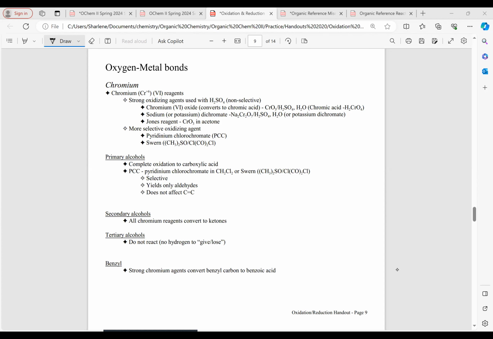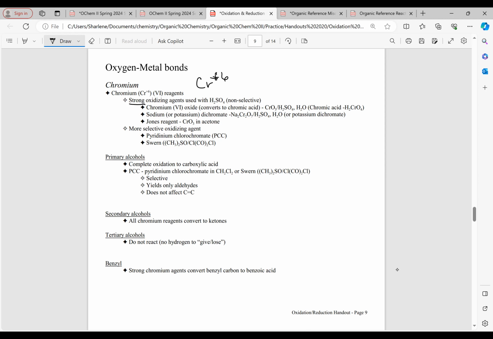Before, we talked about oxidizing agents that had an oxygen-oxygen bond in them. Today we're going to talk about oxygen-metal bonds, and let's start with chromium. If you'll notice, chromium has a lot of reagents right here, but the key is it is in its chromium plus 6 oxidation state, and it is very, very effective, by the way. Yes, we have used it in lab. We use something called Jones reagent. The chromiums tend to be very strong, and they are not very selective.